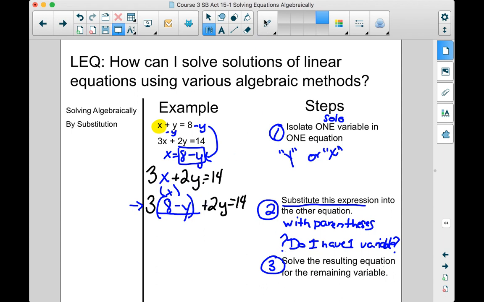So here we go. I'm going to go ahead and distribute. Let me change this pen color back to black. So I'm going to go ahead and distribute. 3 times 8 is 24. Minus 3 times y is 3y. Plus 2y equals 14. Combine like terms. 24. Negative 3y and positive 2y is negative 1y equals 14.